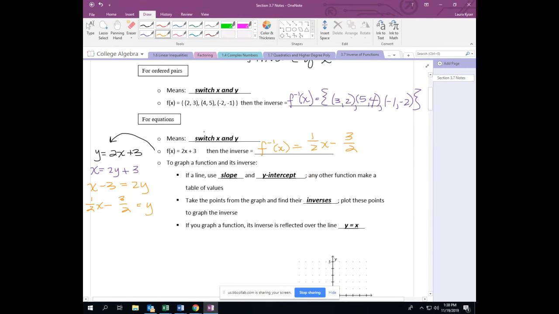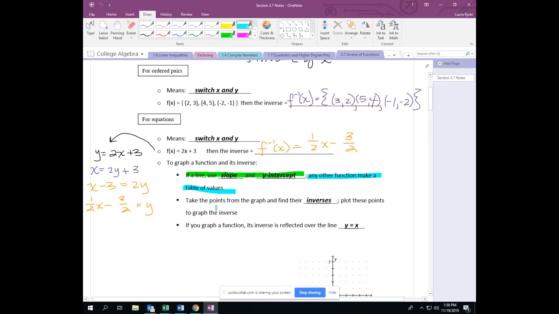Now, when you are trying to graph a function and its inverse, if they're lines, you're going to use the slope and y-intercept, just like what we did. We had an original slope-intercept form equation, and we made a second slope-intercept form equation, so we can use the slope and y-intercept for both. If it's anything else, we're going to make a table. And we can make a table for the original, and we can make a table for the new one.